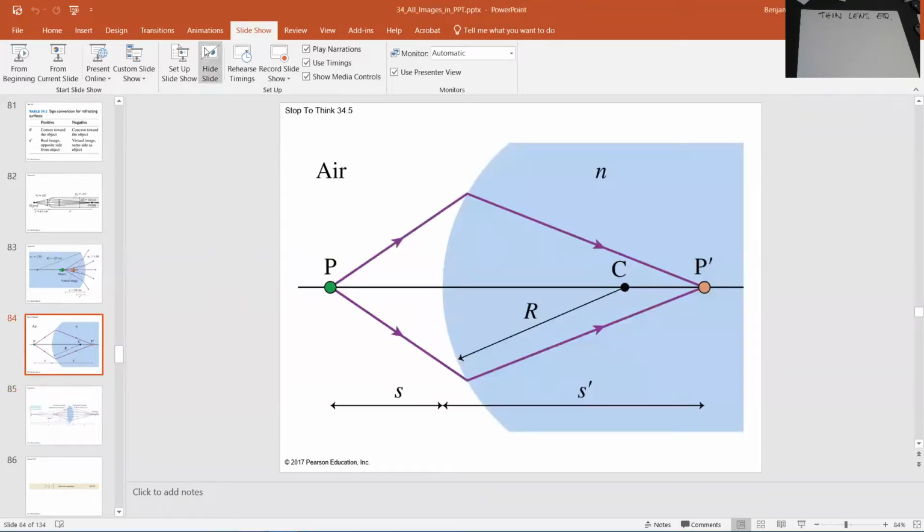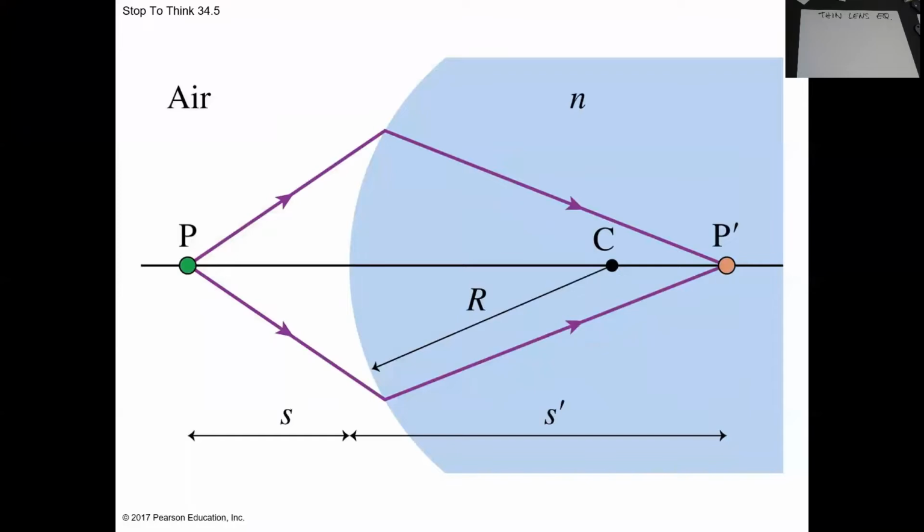Here's an image that we looked at recently, exploring the formation of an image point from an object point by a spherical interface between two media. And we looked at the mathematics of this in detail. Using small angle approximation, we were able to show how this image distance S prime depends on the object distance S, and of course also on these two indices of refraction.